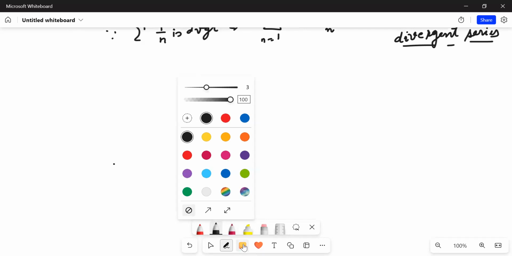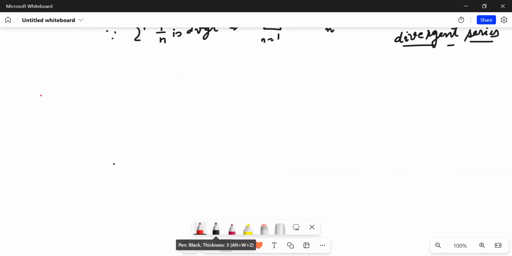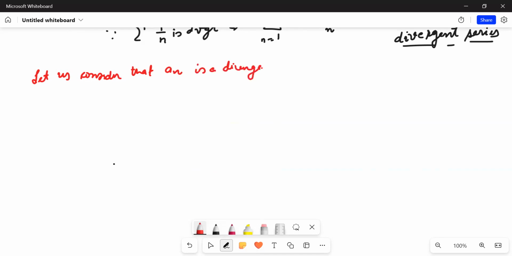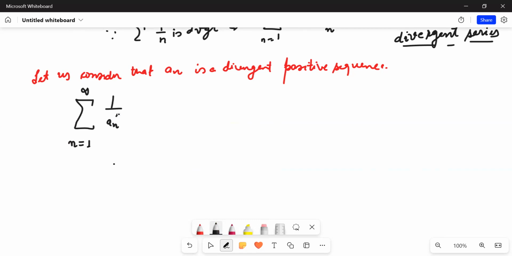Let us consider a question, try to do it. Let us consider that an is a divergent sequence, a divergent positive sequence. And then we need to find what can be said about the series summation n equals 1 to infinity of 1 upon an raised to power n.